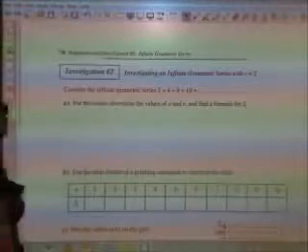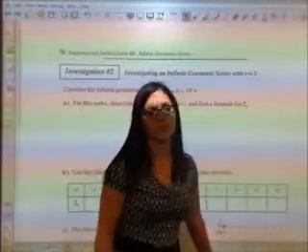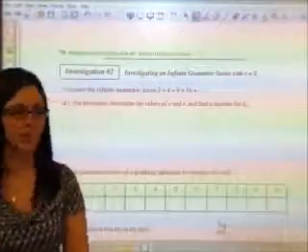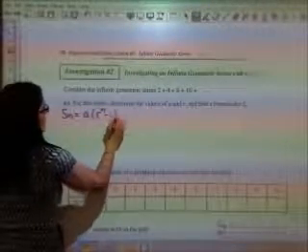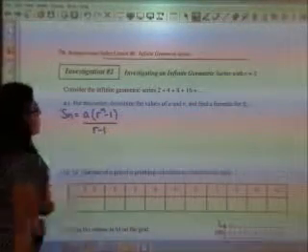Consider the infinite geometric series 2 plus 4 plus 8 plus 16, etc. If we determine the values of a and r and find a formula for S(n), which is a times r to the power of n minus 1 divided by r minus 1. So in this series, what is the value of a? 2.